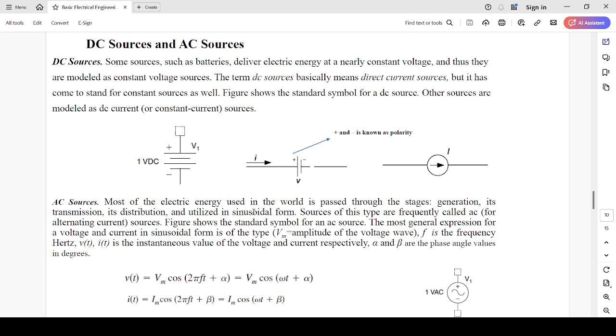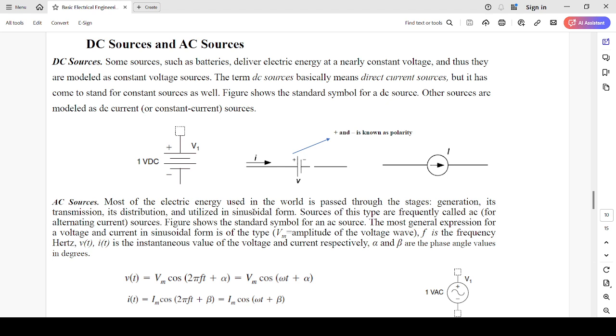So this AC source is always written in the form of an equation, where in this equation you can see small v, the instantaneous value of the voltage, and small i, the instantaneous value of the current at a particular time. Instantaneous means at a particular time. So we do have the voltage and the current values at some different instants.